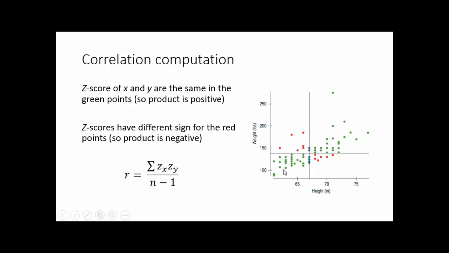So take each dot in this data set, compute the zx, which is the z-score for the x variable, the height, compute the zy, which computes the weight of that person, and multiply them together, and do that for every point in here. Add those all up, and then divide by n minus 1. It turns out that that will give you, guaranteed, a number between minus 1 and plus 1. And it will give you the correlation of this data set.